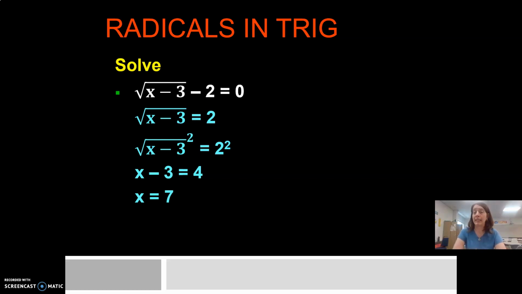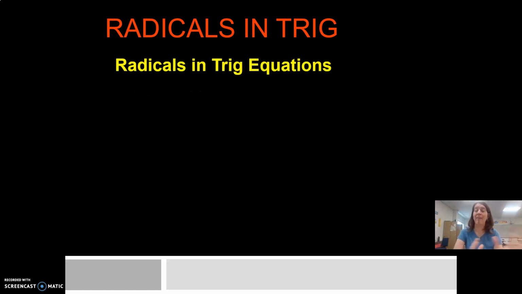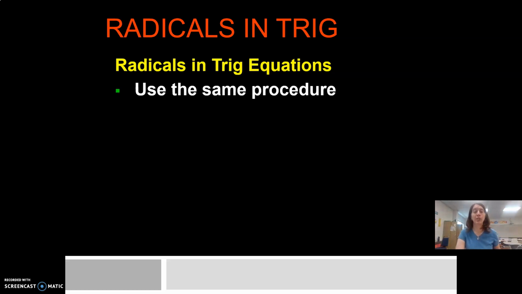I know that that is the correct answer in our question because if I put 7 back into my problem, 7 minus 3 is 4, the square root of 4 is 2, and then 2 minus 2 is 0. So that's what's nice about these radical equations, I'm always going to know whether I have the correct answer in our problem. Well, today as we're looking at our questions where I have a radical that is part of a trig equation, we're going to be using the exact same procedure. We want to make sure that the trig part or the radical part is all by itself. We'll do a square or a cube, whatever's necessary to continue solving on this question.